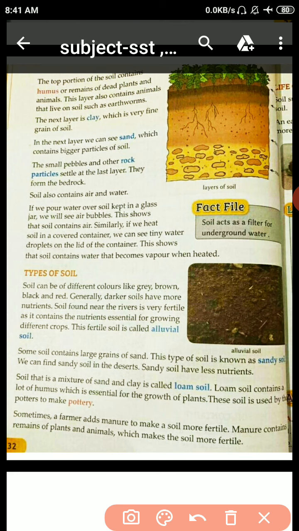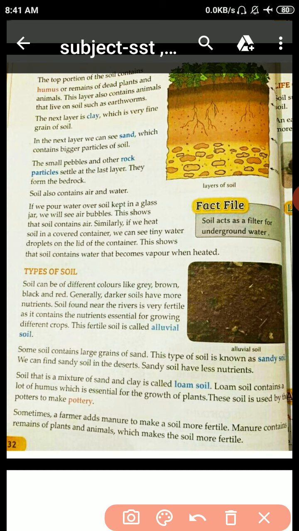Yes, the top portion of the soil contains humus. So students, humus means organic material that forms in soil. H-U-M-U-S, humus. Do you know humus? Humus is organic material that forms in soil. So students, the top portion of the soil contains humus, or remains of dead plants and animals.